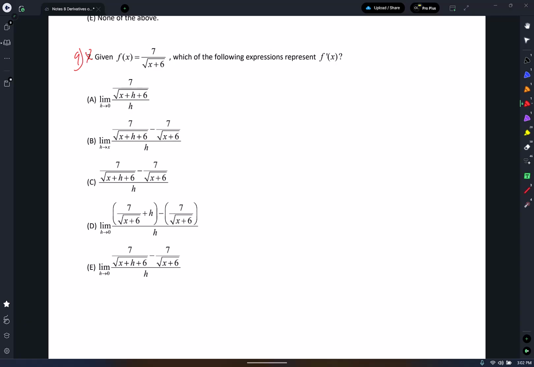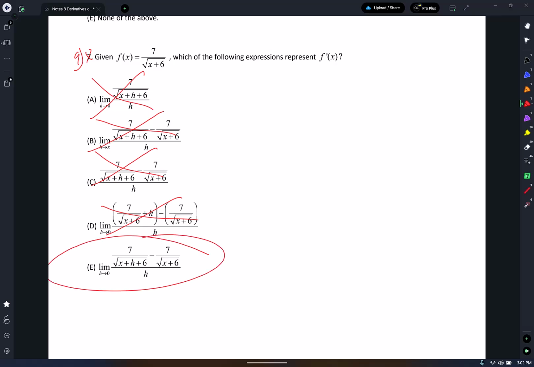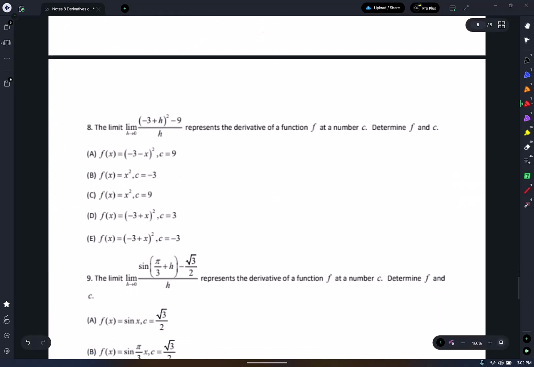Is it letter A? Is it letter B? Is it letter C? No, that's the worst one. That's not even a limit. There's no word limit in the front. Is it letter D? Is it letter E? Yeah, it's letter E. Are we getting it, guys? Okay, go to the next one.